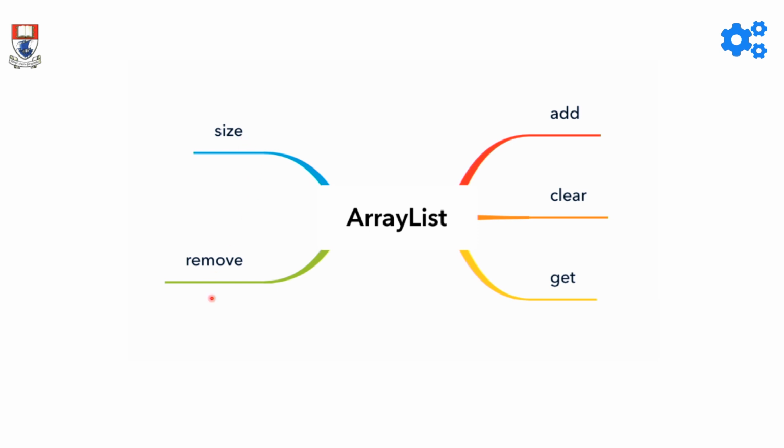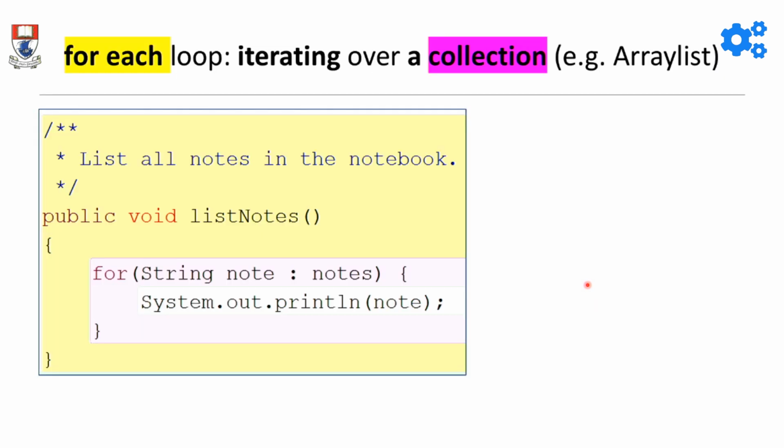If we wanted to remove one, we can call the remove method and specify the index, or specify the element. And then for the array list we can add by giving a new item to be added to the list. We can also clear the list, and then get is how we get back a specific item from that array list. So these are the main methods you would use with an array list.